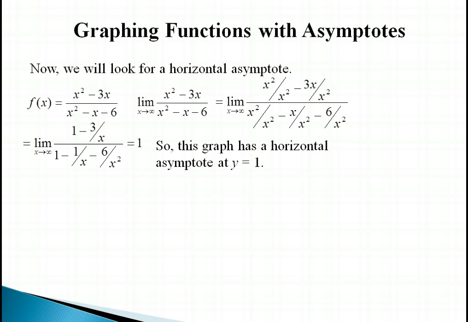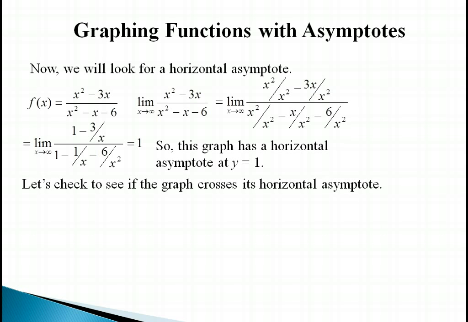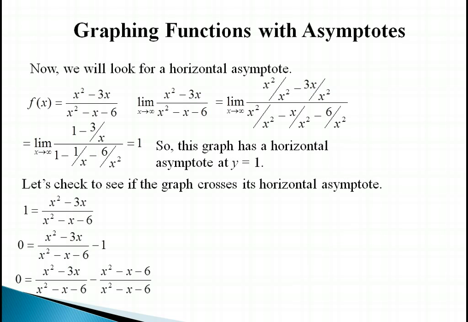Now we could have also tested for where x goes to negative infinity, but we should get exactly the same answer. Okay, let's see if it crosses its horizontal asymptote. We're going to do that by setting the function itself equal to 1. I'm going to bring the 1 over to the other side and then find a common denominator. So 1 is the same as x squared minus x minus 6 over itself. And then we're going to bring our two fractions together as 1 and simplify.